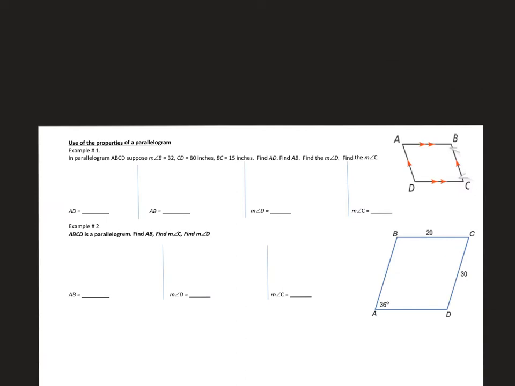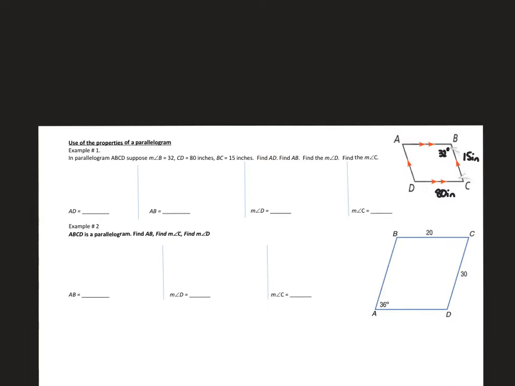So let's look at example number 1. It says, in parallelogram ABCD, suppose that the measure of angle B is equal to 32 degrees. So I'm going to write 32 degrees here. And segment CD is 80 inches, so 80 inches. And then I also know that segment BC is 15 inches. I need to find the length of segment AD, the length of segment AB, the measure of angle D, and then the measure of angle C.